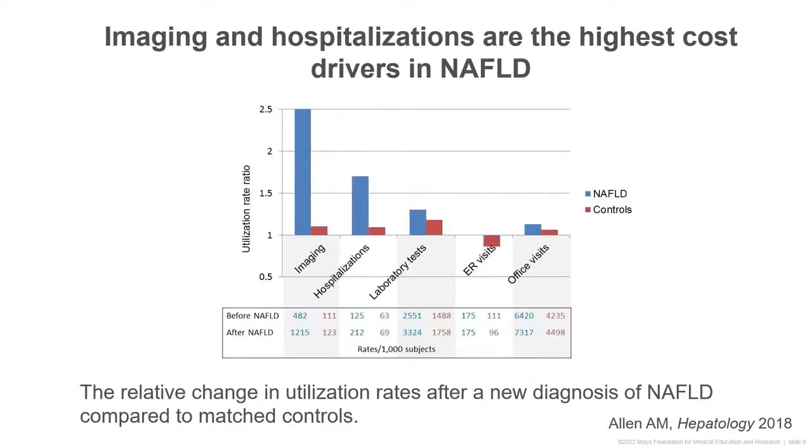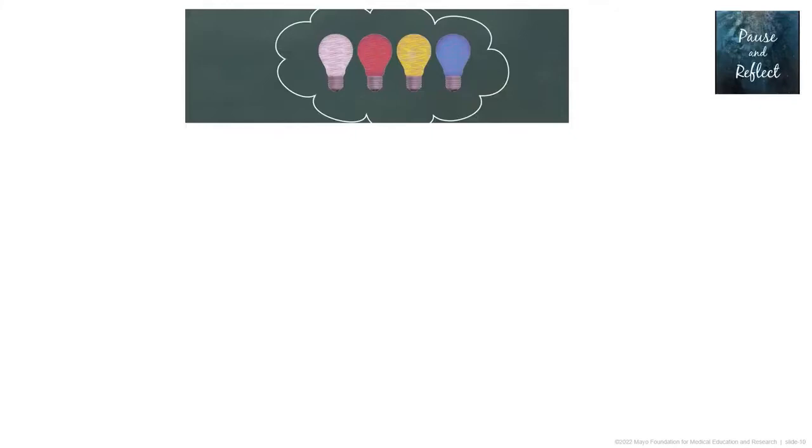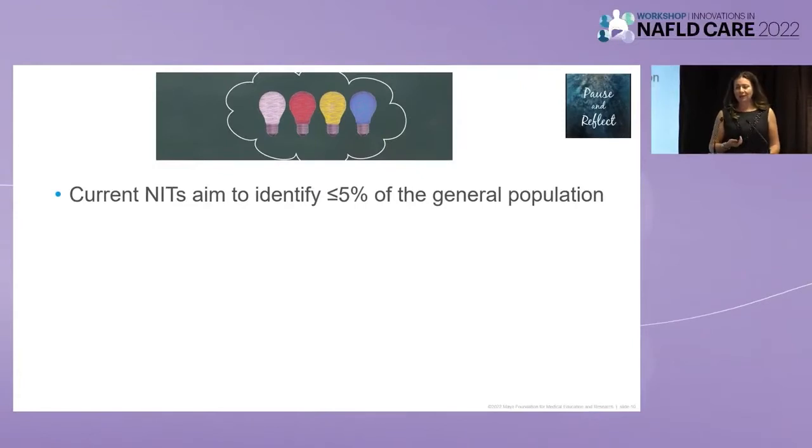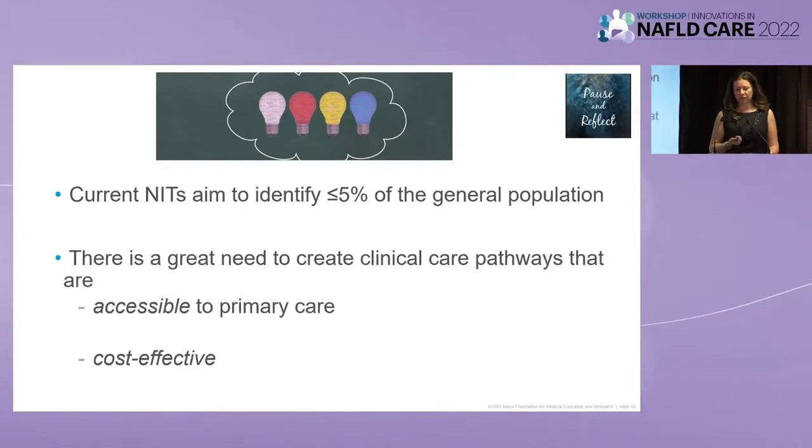What drives these? What are the utilization rates that drive these costs? Imaging, and this is data pre-elastography, so this is ultrasound, CT scans, whatever other imaging of the liver that people use based on their preference, ultrasound-guided biopsy, and then the second one is hospitalizations. We've heard yesterday a lot of people present late, so a lot of those costs are driven by that. So the distilled version of these slides is that the current NITs are designed, and we're asking them, to identify less than 5% of the general population. And there's a great need to create clinical care pathways that are accessible to primary care and cost-effective.